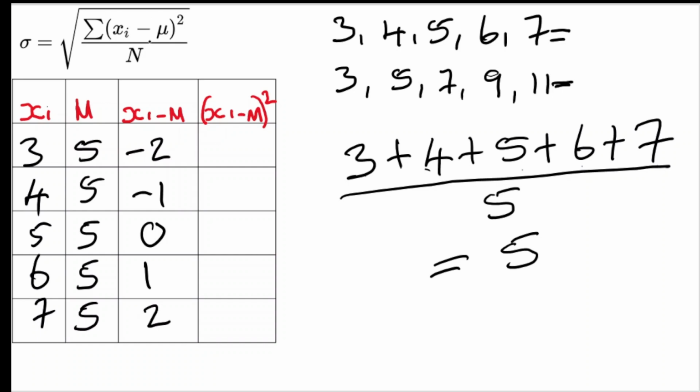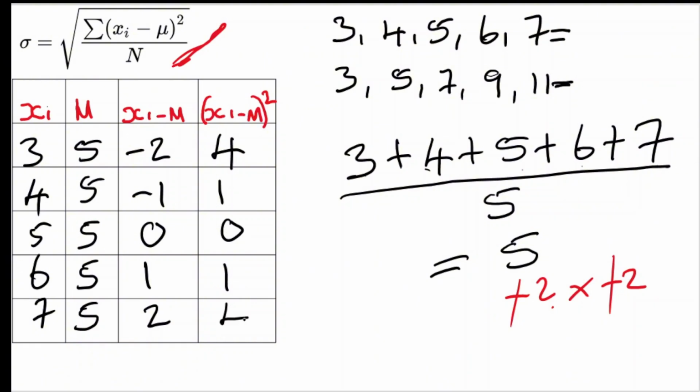Now the next one is, remember we are following this formula. We are following the formula given to us, okay? Now the next one is, we should square our answer. The answer we got here, we will square it. Then when you square minus 2, it's just like saying minus 2 times minus 2. This will cancel this. 2 times 2 will give us 4, okay? 4. Here will give us 1 times 1 will give us 1. Here will give us 0. Here will give us 1. And here will give us 4.